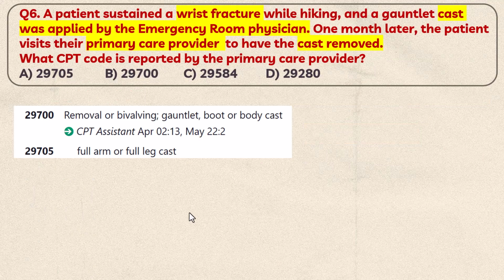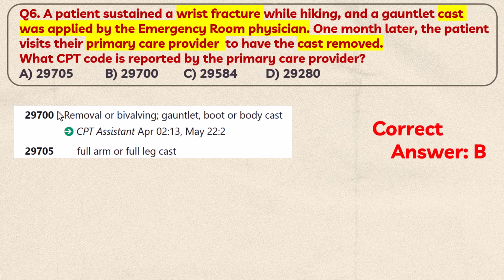So once you go to the codes, code 29700 is removal or bivalving of gauntlet, boot or body cast. 29705 is full arm or full leg cast. In our case, it's a gauntlet cast. Gauntlet cast means the cast applied for the wrist, like a glove cast application. It's called the gauntlet cast. So that will be the correct coding here. So the correct answer will be answer B.